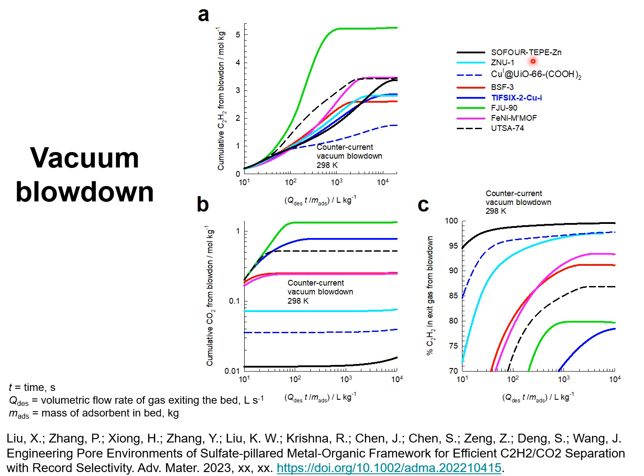And I would invite you to look at this MOF SOFOUR-TEPE-Zn shown in the black solid lines. This is the lowest CO2 recovered after blowdown, and a reasonably high value of C2H2, second only to FJU90. But the FJU90 has the disadvantage that the CO2 recovered is also very high.